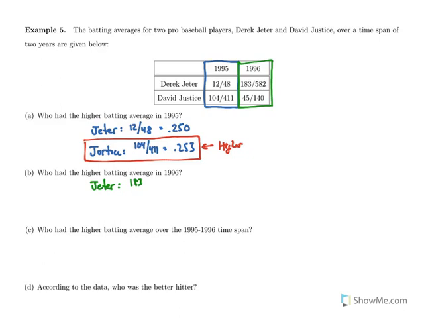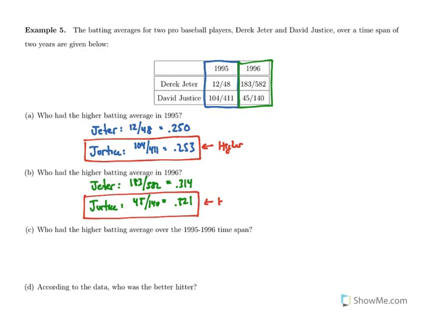Jeter had 183 over 582. That's going to be about 0.314. And Justice had 45 over 140, which is about 0.321. So which one's higher? David Justice again. So who had the higher batting average over the 1995-1996 time span?